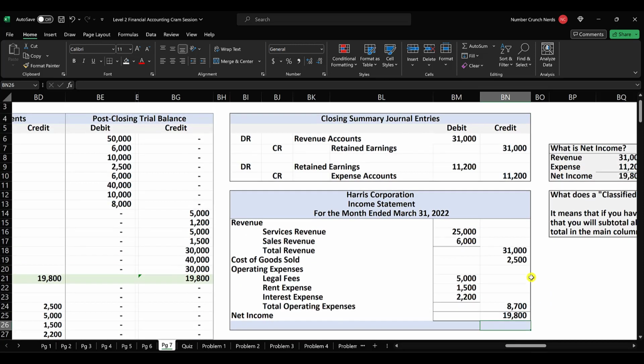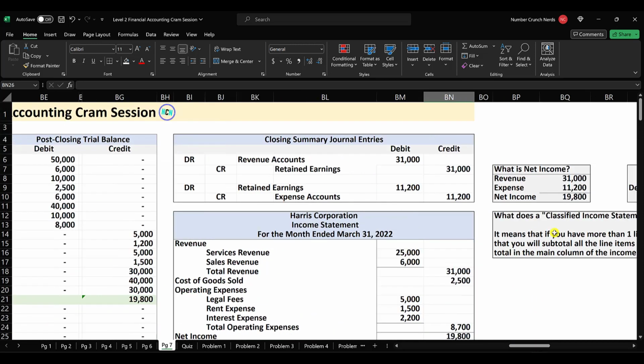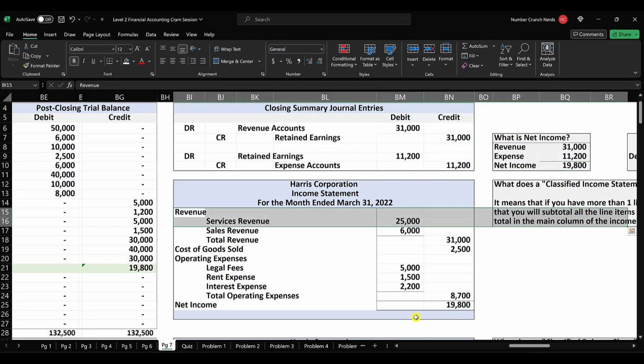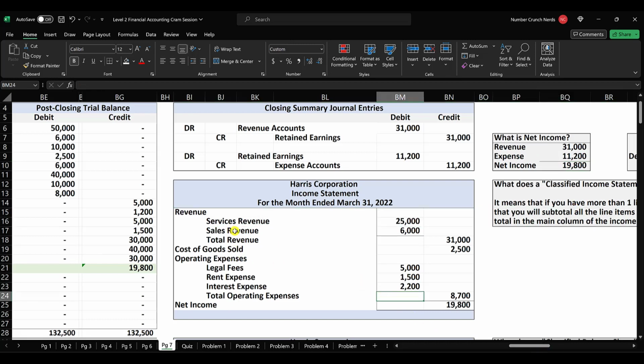19.8. Let's go back up here to what I thought it was going to be. 19.8. So this is like a quick income statement: all my revenue, all my expense, net income. This is a classified income statement where I break it out so that financial statement users can see all the detail. They can see where the revenue comes from. They can see what the different kinds of operating expenses this business is subject to are.